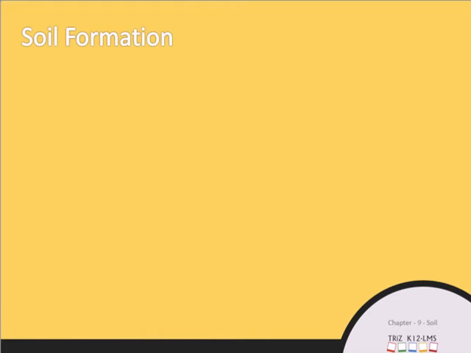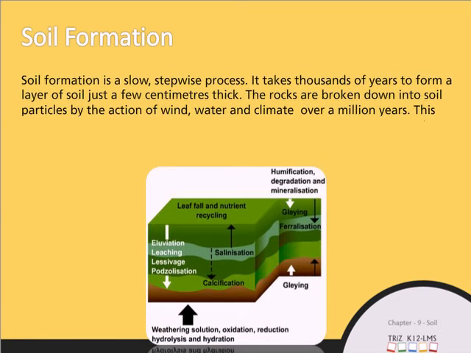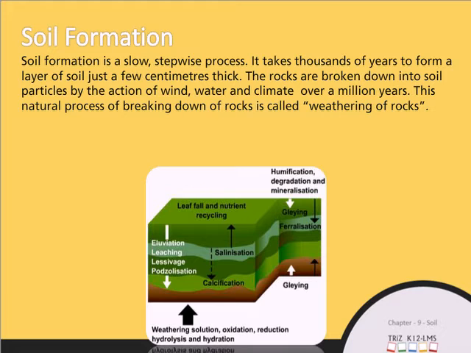Soil formation. Soil formation is a slow, stepwise process. It takes thousands of years to form a layer of soil just a few centimeters thick. The rocks are broken down into soil particles by the action of wind, water, and climate over 1 million years. This natural process of breaking down of rocks is called weathering of rocks.